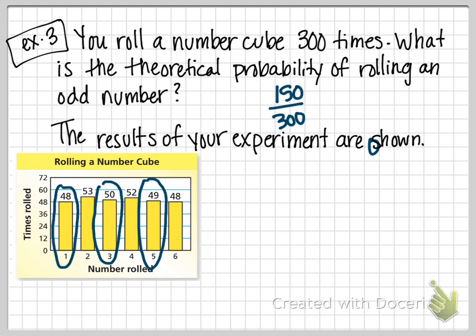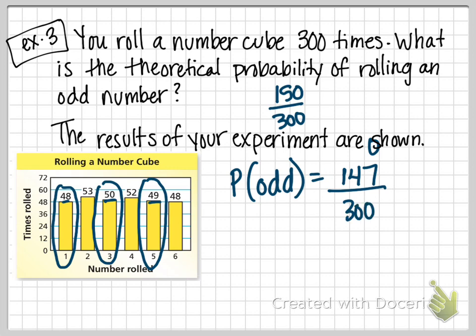All right, so let's write this. The probability of rolling an odd based on the experiment would be what? We need to add 48 plus 50 plus 49. What do we get? 147? Yep. Good job. 147 out of 300 times. So it's close, right?